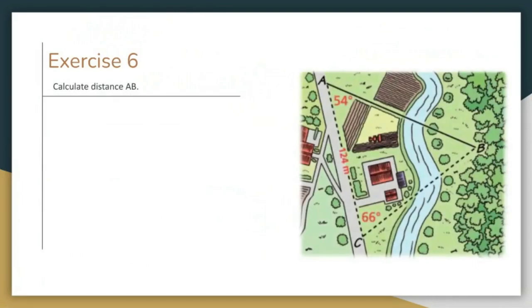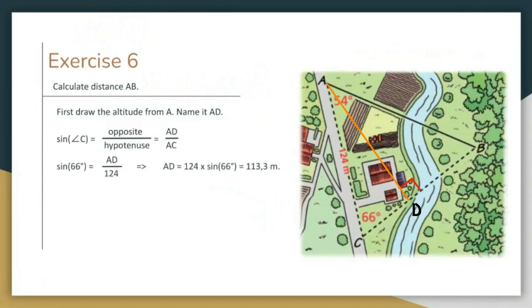Exercise 6, the last one, a plot of land. The farmer needs to know the distance between points A and B. To do this, he used an extra point C that's located 124 meters away from point A. To find the distance between A and B, we first draw the altitude from A perpendicular to side BC. This causes us to now have two triangles we can use. Looking from angle C and using the sine, we can calculate the size of the altitude. We find that AD must be 113.3 meters long.